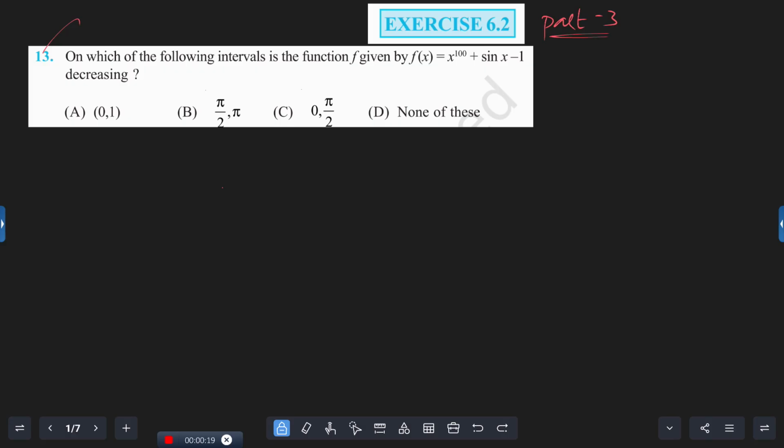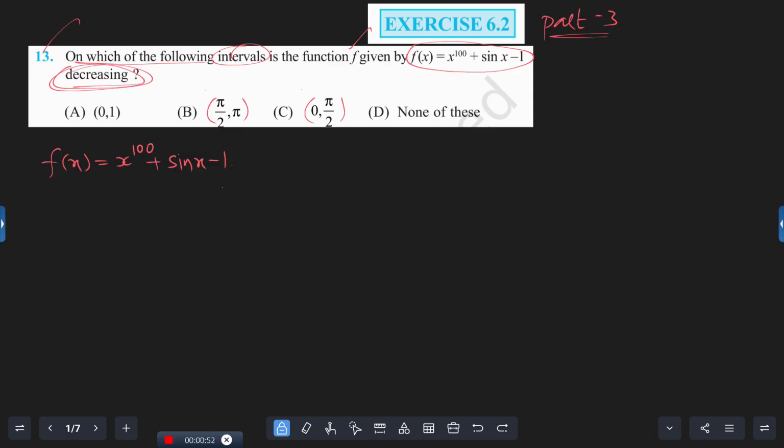Now we'll see here, in option B there is no bracket, and C also gives an open interval. On which of the following intervals is the function f given by this a decreasing function? They gave f of x is equal to x power 100 plus sin x minus 1. This is f of x. We have to check whether it is decreasing or not in the following intervals.